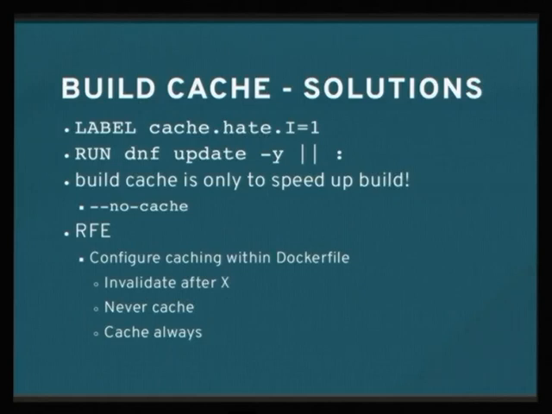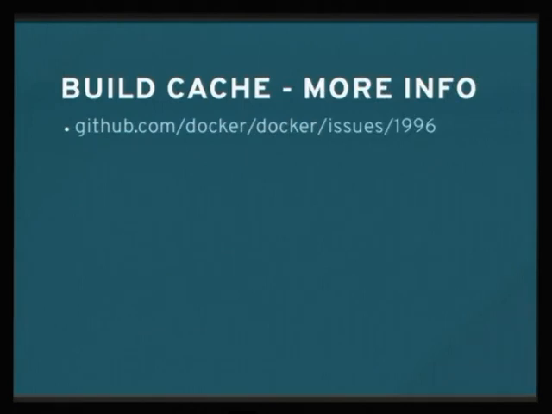A possible RFE for this would be if you could say in your Dockerfile, okay, I have this command and I would like to invalidate it after 1 hour, 10 minutes, 1 year. That would be, I guess, a pretty good solution. Also, you could set that, okay, never cache this layer or always cache this layer. You can do that, but for the whole Dockerfile, not for each instruction. If you want to know more about why this is still not in Docker, here is an issue where the discussion is. It's of course closed.